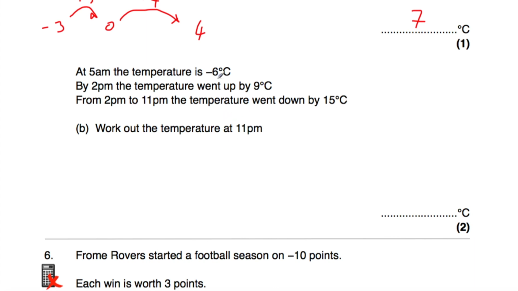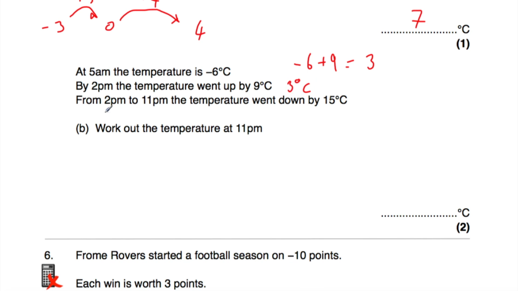So let's start off with the first temperature. We know at 5 a.m. the temperature is -6 degrees Celsius. And by 2 p.m. it goes up by 9 degrees Celsius. So we need to do -6 plus 9. And if we have -6 and we add 9, well, adding 6 will bring us to 0, and then adding another 3 would bring us to 3. So it would be 3 degrees Celsius. That means at 2 p.m. the temperature is 3 degrees Celsius.